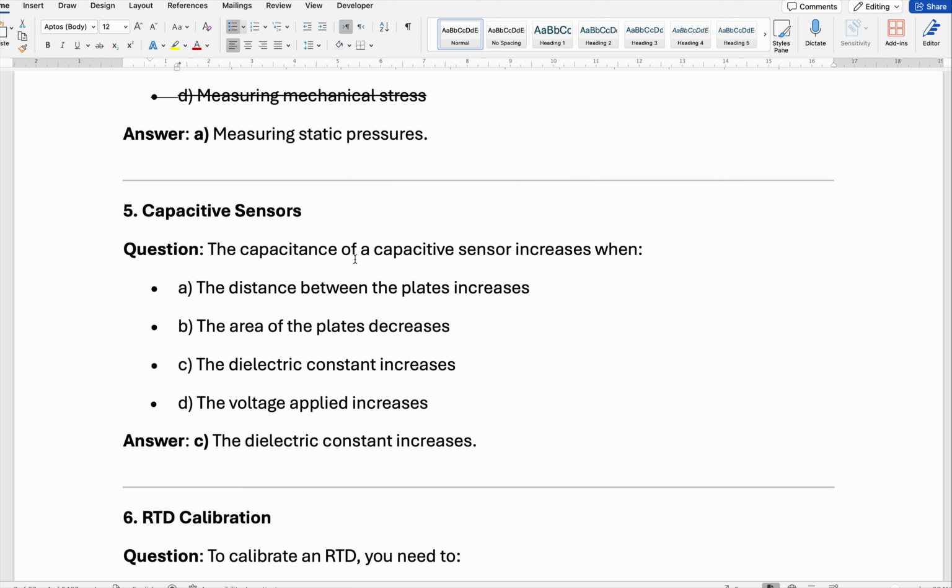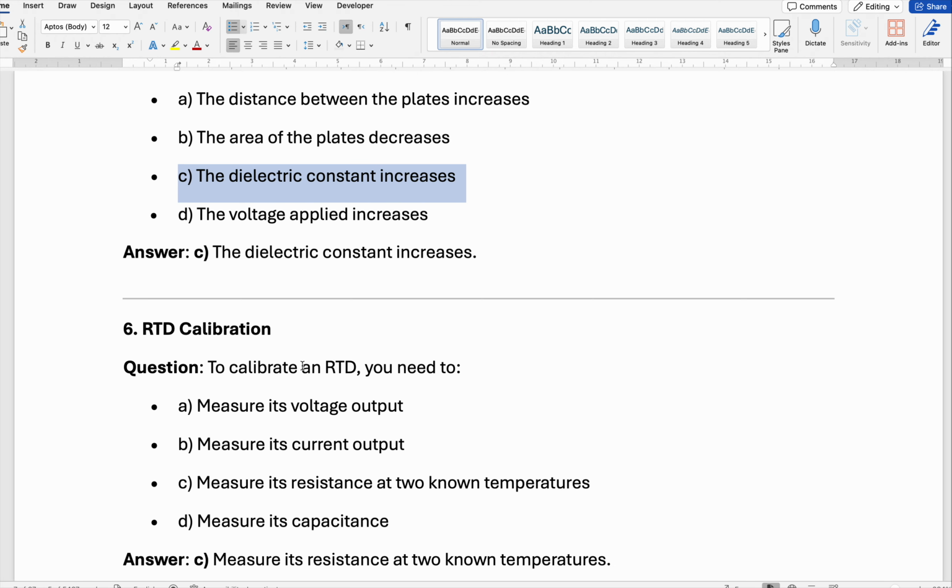And the capacitive sensor: the capacitance of a capacitive sensor increases, of course, when the dielectric constant, which is the material in between the two plates, is increasing. So definitely C. Now the area of the plate decreases, no. If the area of the plates increases, or the distance between the plates, actually no. If the distance between the plates gets closer, there will be more charges, so more capacitance in this case. The voltage applied increases. Again, it's not about the capacitance here, it's only talking about the voltage, so this will not be applied, so definitely dielectric constant.